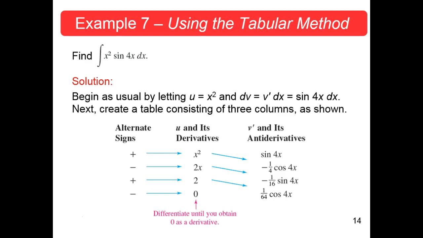So what we have here is uv. And this was our v, remember? Because that was our dv, this becomes our v. So this times that, okay, minus this times that, plus this times that, and then when you get to here, this is 0, so you stop. So let's see what that yields us, okay? You started with a positive x squared, but this is a minus, so it's going to be a minus 1/4 x squared cosine 4x. Okay? Minus 1/4 x squared cosine 4x.